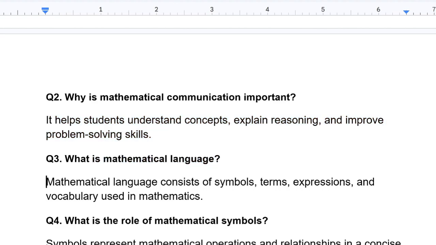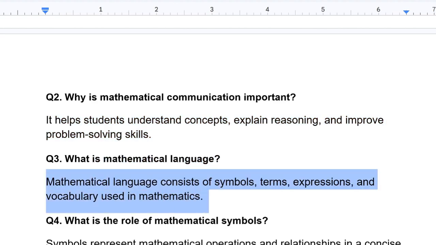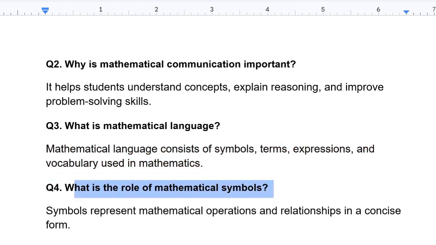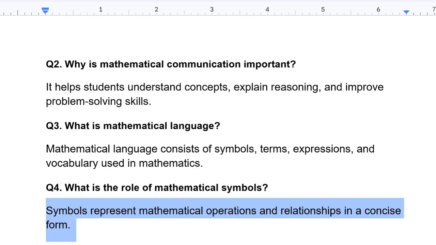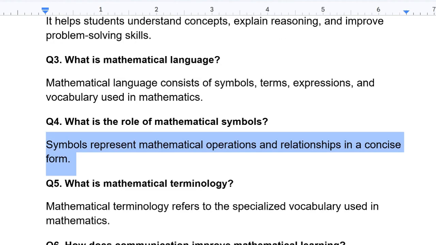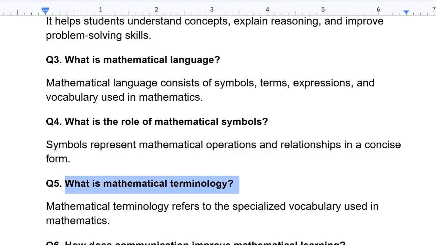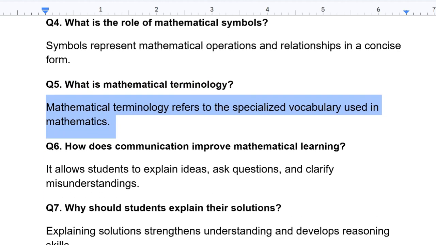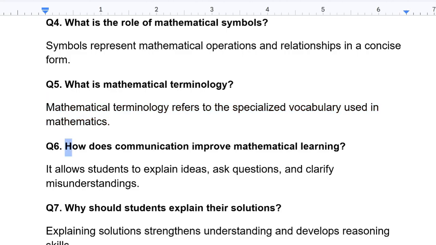What is mathematical language? Mathematical language consists of symbols, terms, expressions, and vocabulary used in mathematics. What is the role of mathematical symbols? Symbols represent mathematical operations and relationships in a concise form.